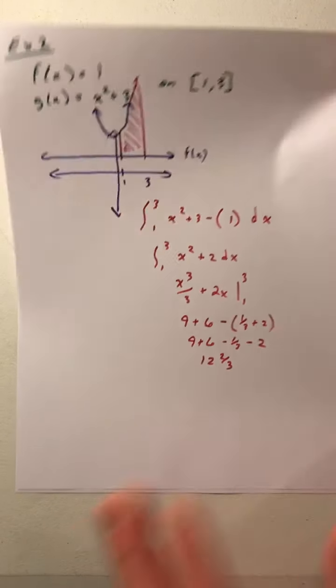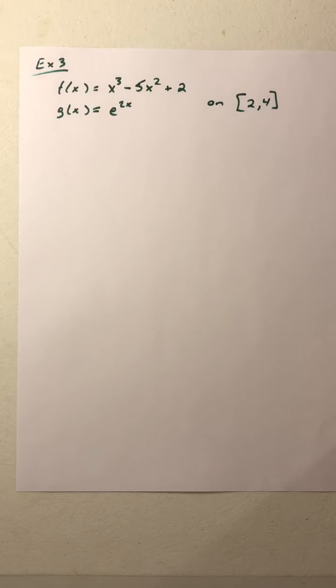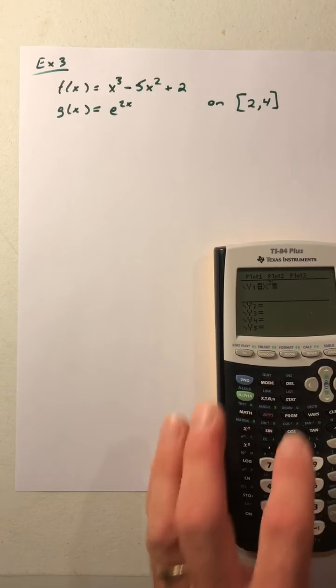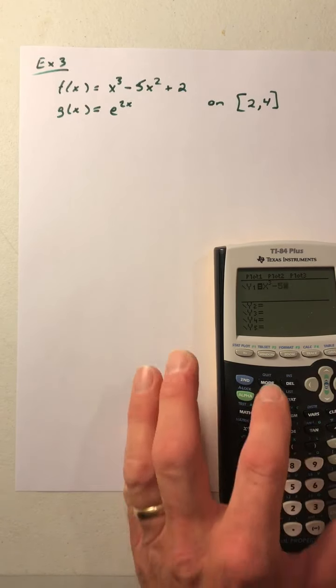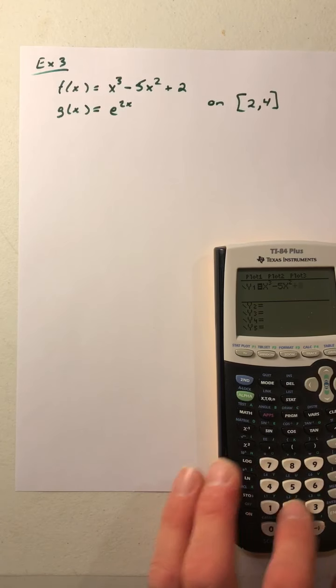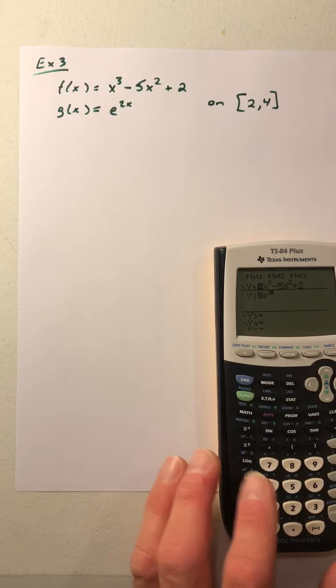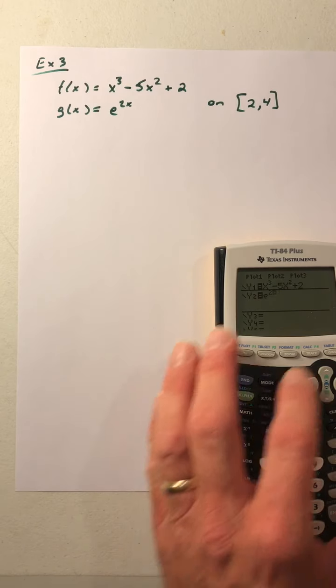I have just one more example. Example 3, we're going to throw some e's in there. Hey, we love our e's. So again, we're going to throw this into our calculator: x to the third minus 5x squared plus 2. And we're going to throw in our wonderful e to the 2x.